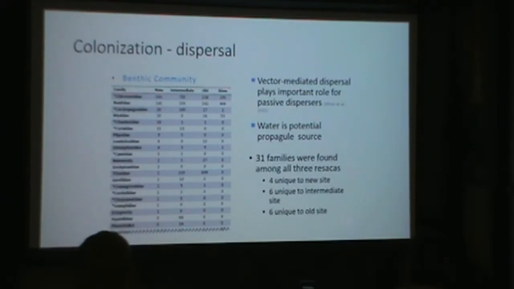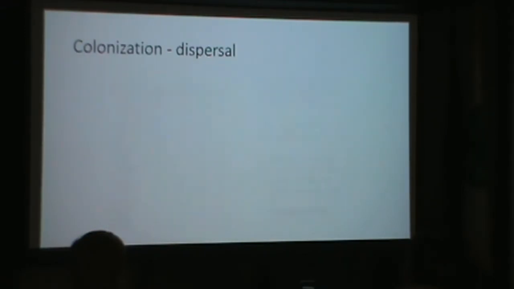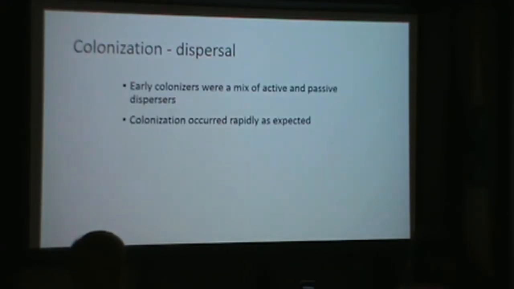This is comparing the 3 resacas, these families here, and we also sampled the Rio Grande, which is several families next to the river, so we have access to the river as well. We see differences. For example, this family here is only present in the intermediate resaca and not in the other resacas. So they are really different.